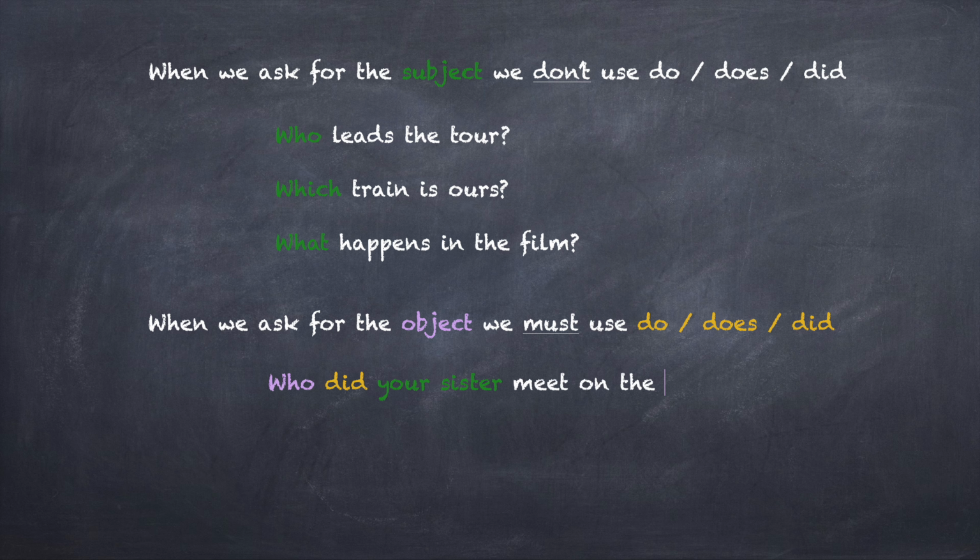Who did your sister meet on the tour? Which bus did they take? What do you read? And you can see we have the question words, then we have the auxiliary do, did, and then a subject in this question. Once again, in subject questions, we don't use do, does, or did, and when we ask for the object, we must use do, does, or did.